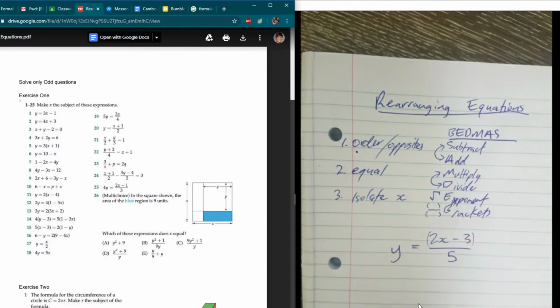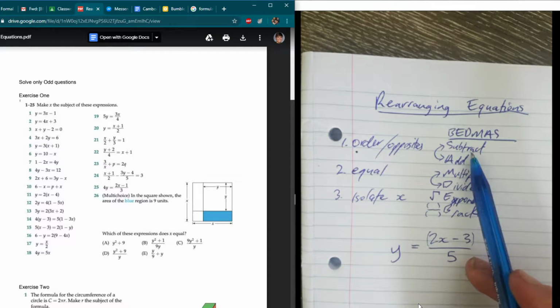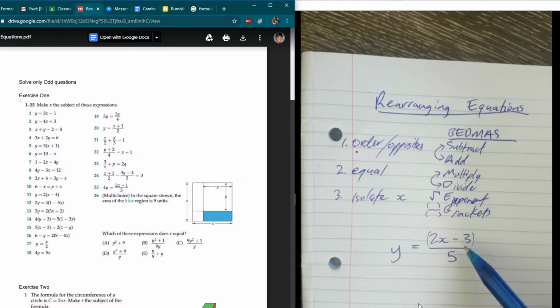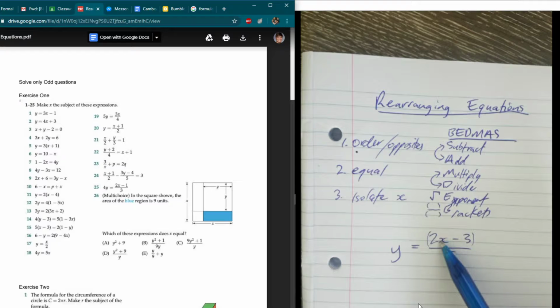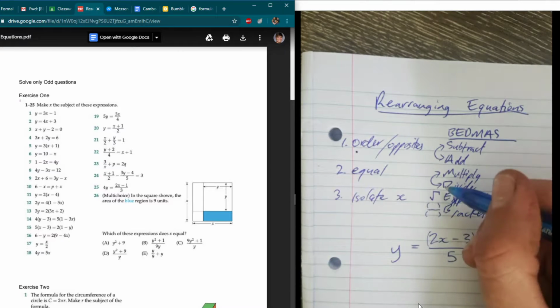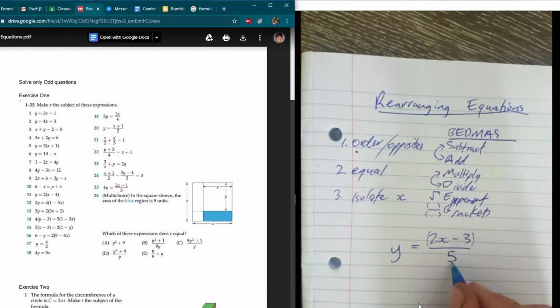So is there any subtraction? Yes there is, but it's in a bracket, so we're going to leave that for now. Addition? No. Multiplication? Yes, but it's inside a bracket. Is there division? Yes there is. So what's the opposite to division? It is multiplication. So we've got divide by 5, so we're going to do the opposite. We're going to times that by 5 if we want to get this x unpacked or isolated.